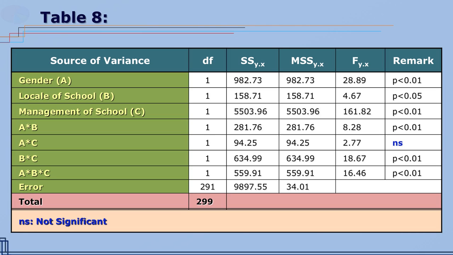So, there was a significant influence of interaction between gender and locale of schools on self-efficacy of students when resilience was taken as covariate. Thus, the null hypothesis that there is no significant influence of interaction between gender and locale of schools on self-efficacy of students when resilience was taken as covariate is rejected. In order to know the trend of influence of this interaction, graph 1 has been plotted.